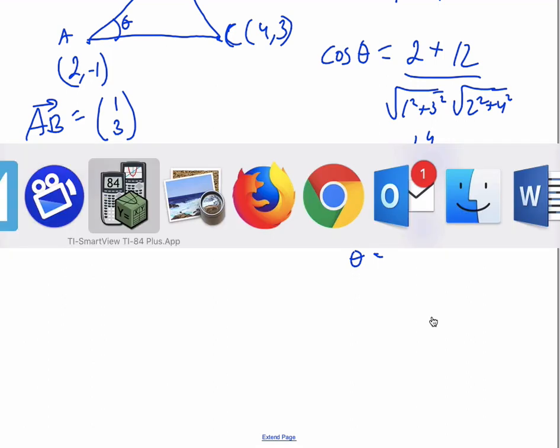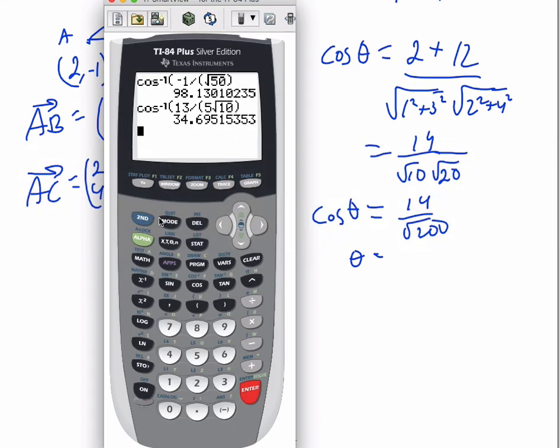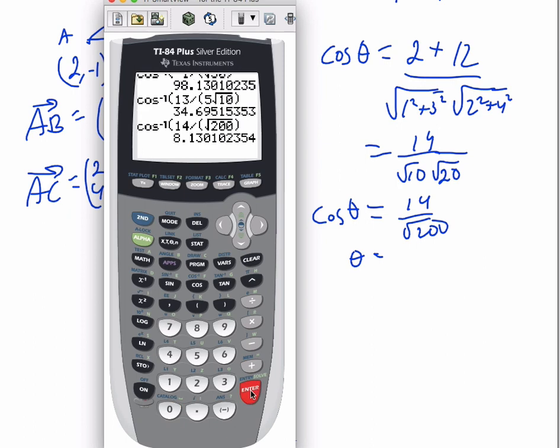Let's type that into the calculator. Okay, arc cosine of 14 over root 200. Okay, and we get 90.13 degrees.